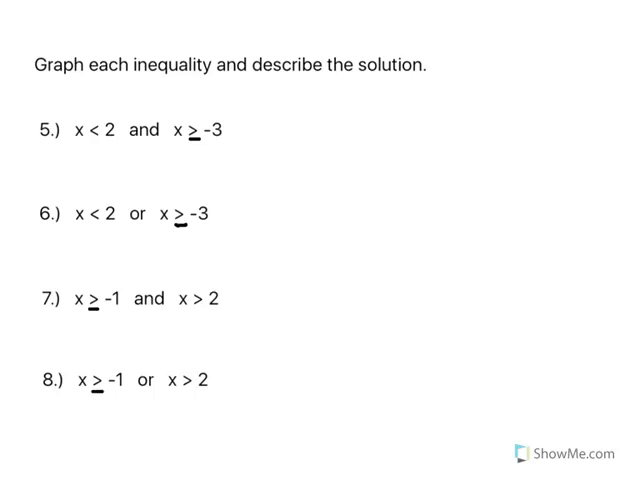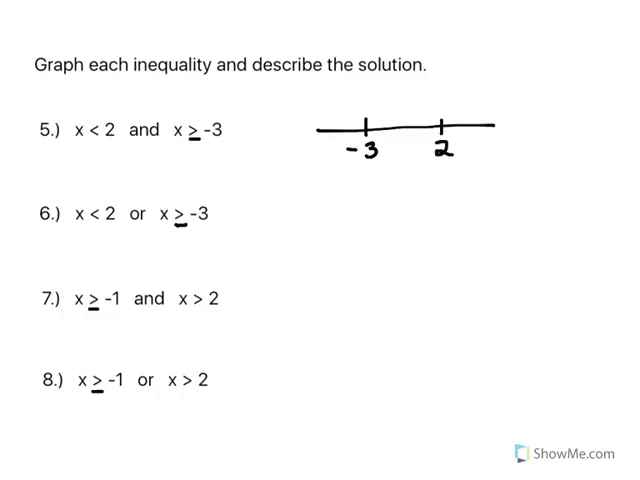So it says to graph each inequality and describe the solution. So I'm going to describe out loud. I'm not going to write them down, but I am going to create the graph. So again, we just need to mark the numbers that are important. So that's 2 and -3. Make sure you put the smaller number on the left and the bigger number on the right.